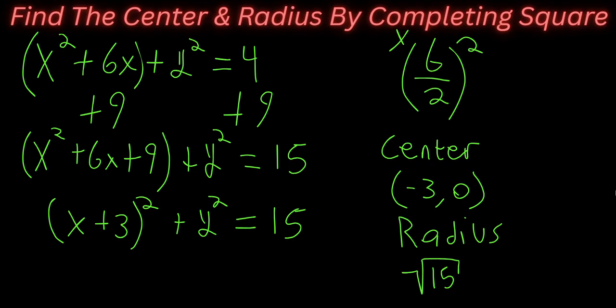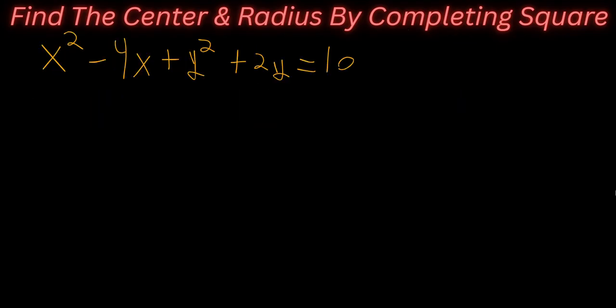Okay, let me erase this, and I'll put another problem up there. Okay, here's our next equation. Go ahead, try this one for yourself. Okay, so we've already got our terms grouped and our constant on one side, so that saves us a step. What we're going to do is complete the square, and we do that by taking the b term, here's our b term, and dividing it by 2.